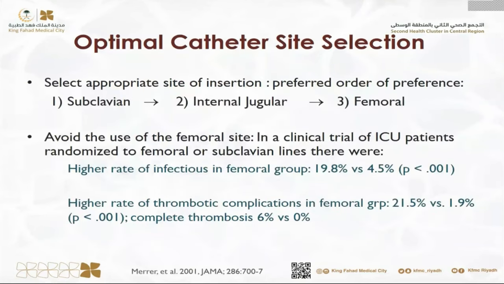For optimal catheter site selection, as was mentioned: subclavian, then internal jugular, then femoral. Subclavian is the best for inserting a central line. We need to avoid femoral because studies mention that with a femoral line the risk of infection is highest versus subclavian. But with the subclavian, the risk of thrombotic complication is a little bit more than the femoral line.